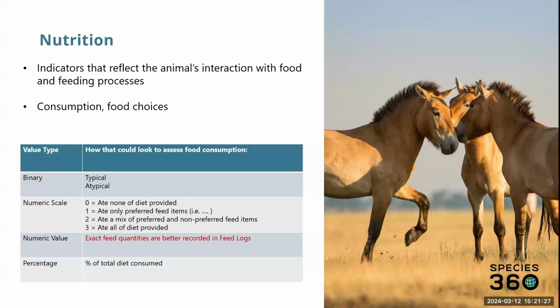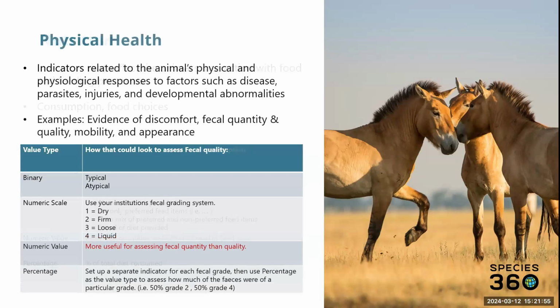For nutrition, you can track food consumption or choices. Using the care and welfare module to record this information is less precise than, say, using the feed log module, where exact feed items and food amounts can be recorded. But instead, care and welfare offers a way to record visual estimates. So you can say things like, my macaques ate 80% of their diet today. And finally, physical health can be used to track evidence of discomfort, fecal observations, mobility, as well as things like respiration rate and physical appearance.